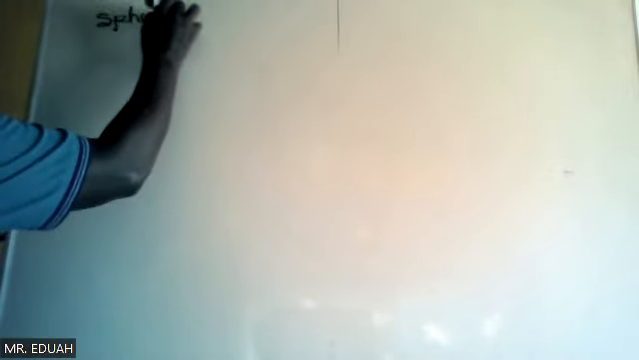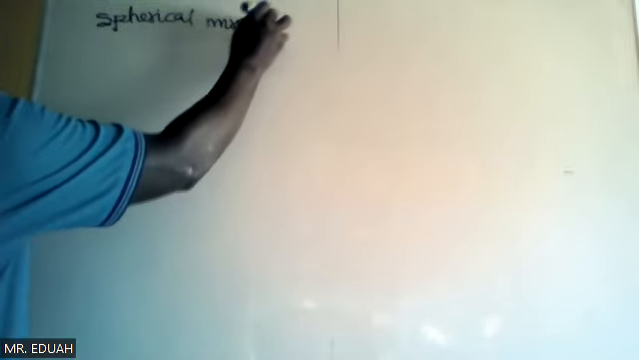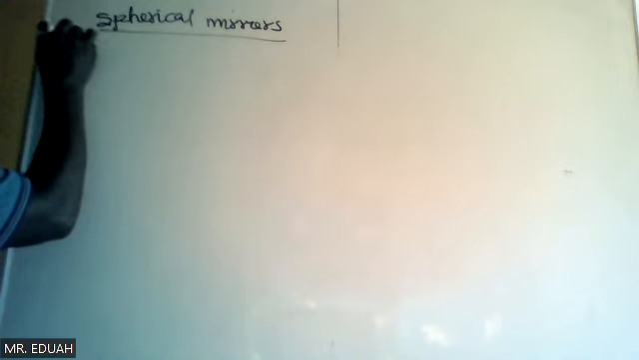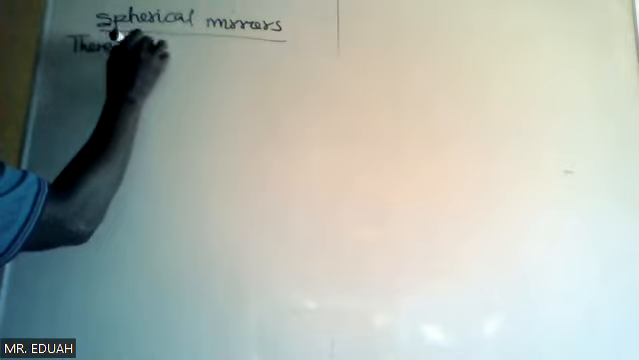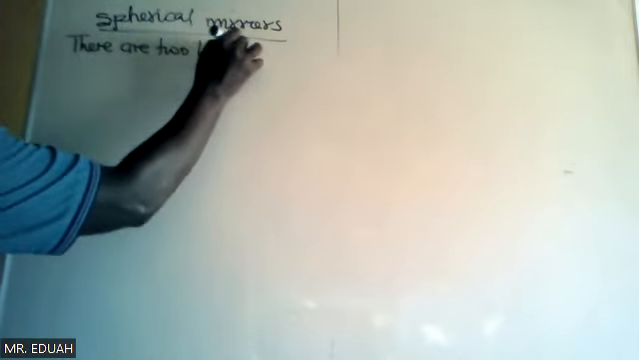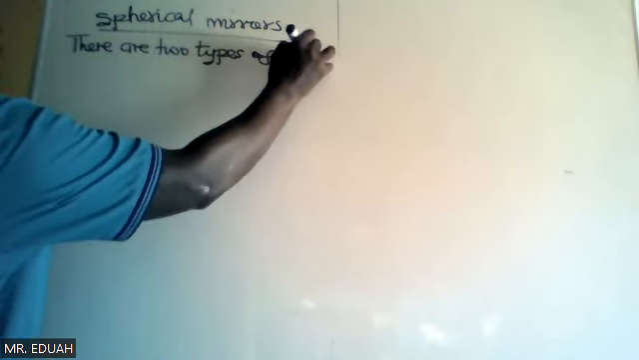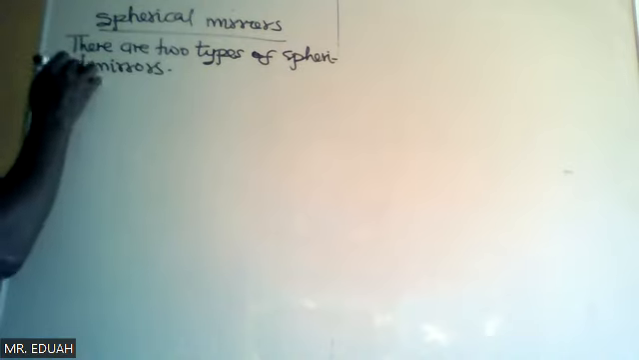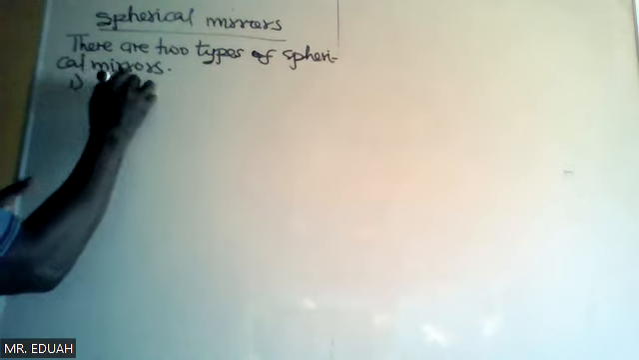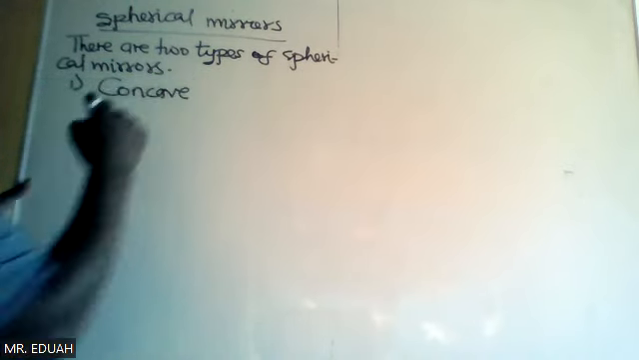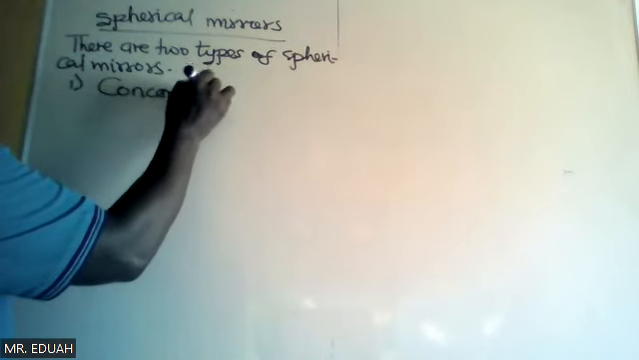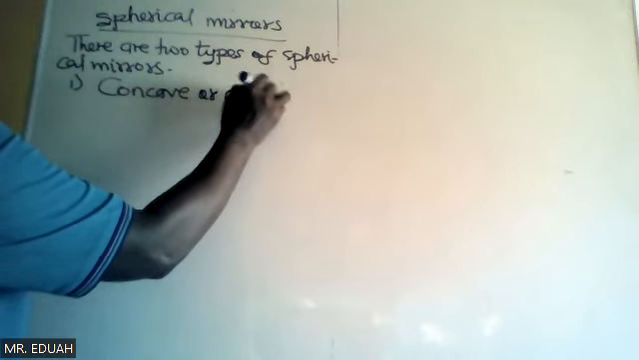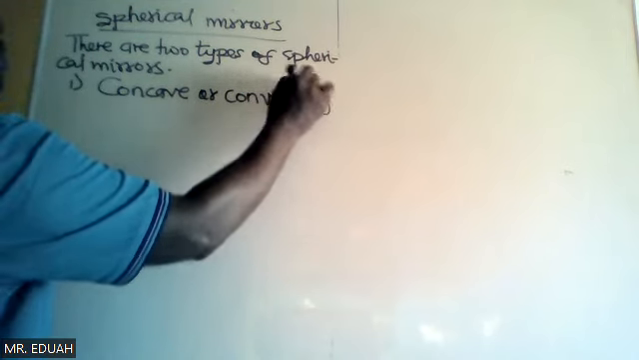Spherical or curved mirrors. Under the spherical or curved mirrors, we have two main types. There are two types of spherical mirrors. We have one, concave or convergent mirror.